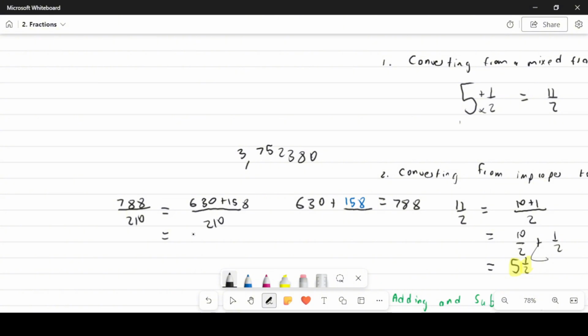But now we can separate this fraction into two parts. This is the whole number part, and this is the fractional part. So 630 over 210 is 3, and it'll be 158 over 210. Now watch here. If you put 158 over 210 into your calculator, watch what you get. You get 0.752380..., which is the same as the fractional part.